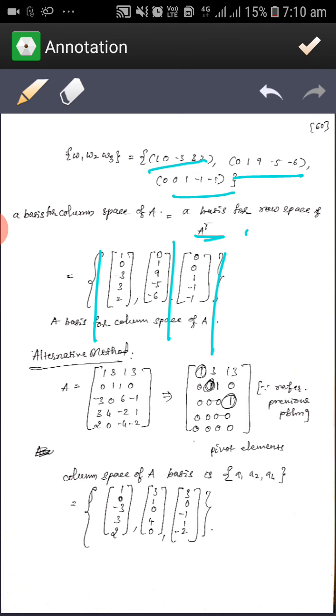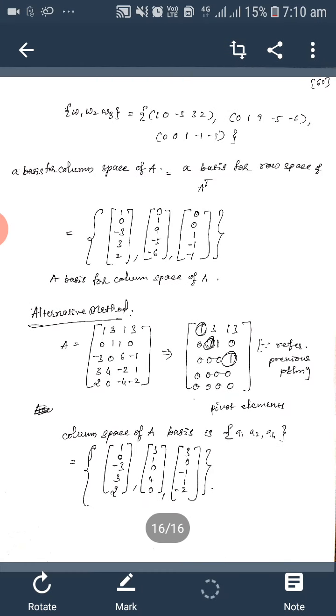One more method is the same thing, just made into row reduced echelon form. They made 1 1 1 as the diagonal, and the row operations are carried out until then.